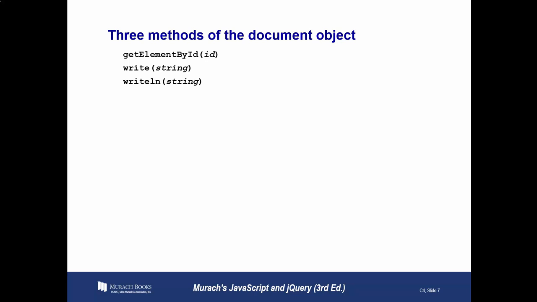Write and writeln both write things right onto the web page itself. Write keeps you on the line. It writes something and keeps you on that line. Writeln writes a string out and then moves you down to the next line.